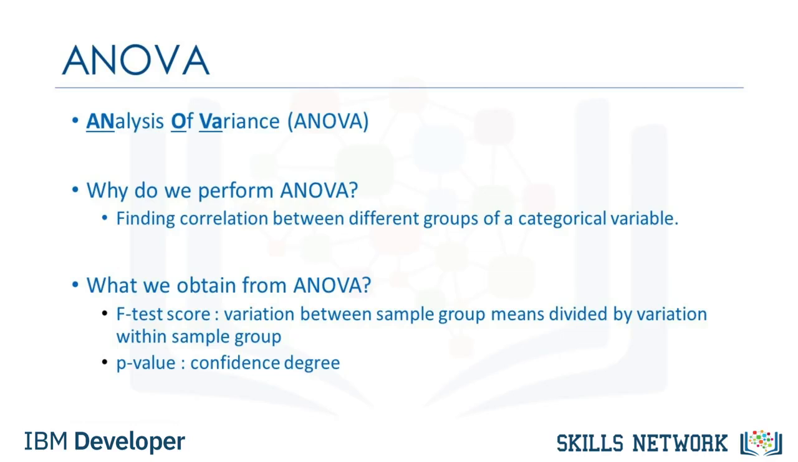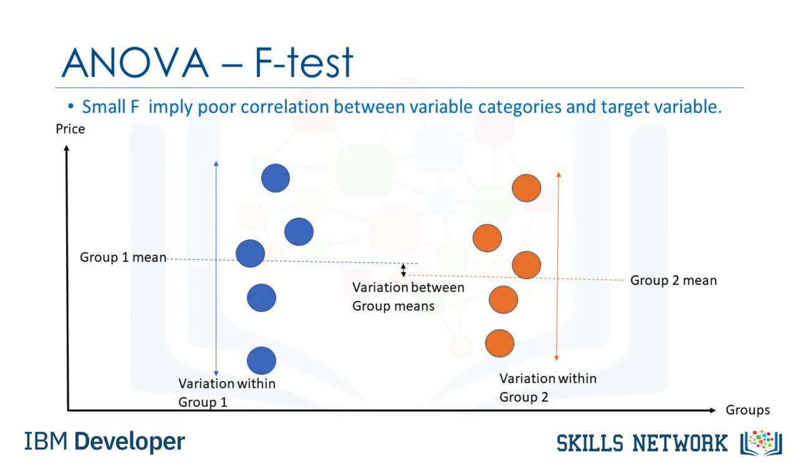The F-test calculates the ratio of variation between the group's mean over the variation within each of the sample groups. The p-value shows whether the obtained result is statistically significant. Without going too deep into the details, the F-test calculates the ratio of variation between groups' means over the variation within each of the sample group means.